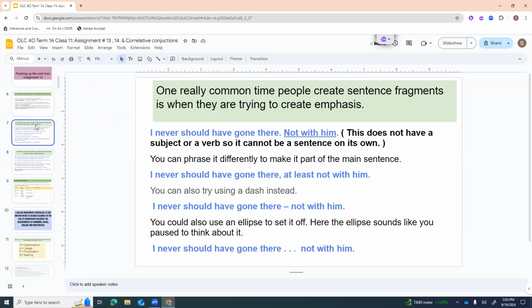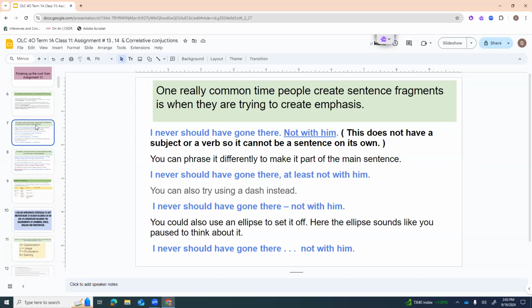Now, the other time people will sometimes create sentence fragments is when they're trying to create emphasis. There are two main reasons for this, I think. A, we see it a lot in novels. Remember that novels are written for entertainment, so they break the rules sometimes. The other reason is we use this a lot when we are writing on Messenger and Facebook and stuff like that. But that isn't the formal writing that we're doing here. So in our formal writing, we generally should avoid this kind of sentence fragment.